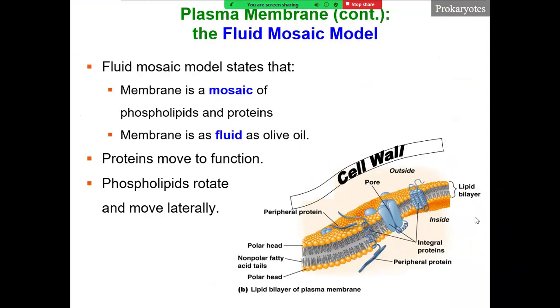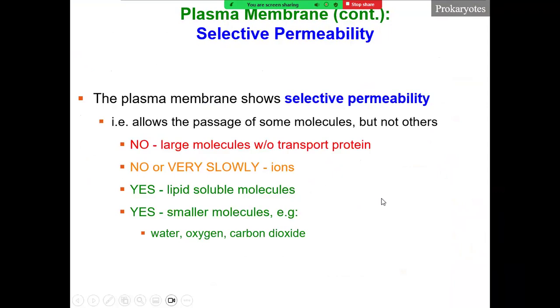The point is that this cell membrane is fluid, and the molecules, unless they're anchored in place like the peripheral proteins, are free to move about in the cell membrane. The cell membrane shows selective permeability. This means the cell membrane allows some molecules to enter the cell or leave the cell, but not others. No large molecule can get through the cell membrane unless it has a transport protein. A large molecule is just too large to move across the lipid bilayer of the cell.